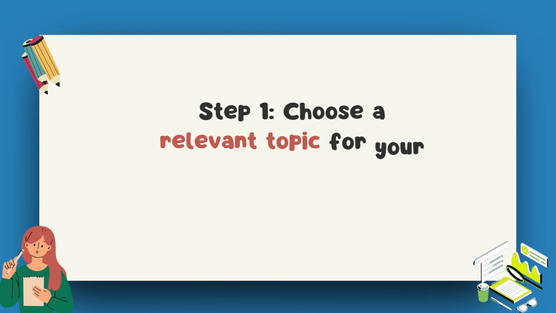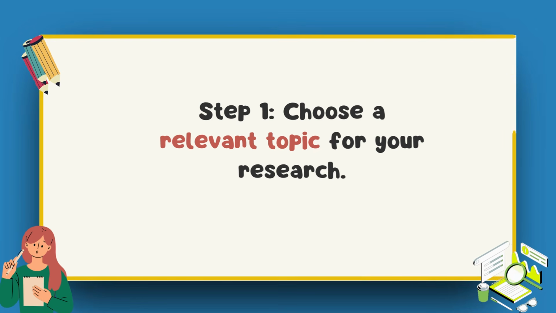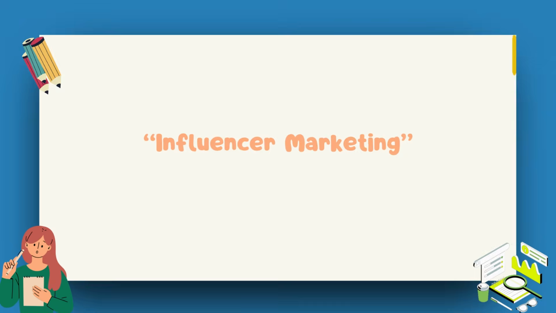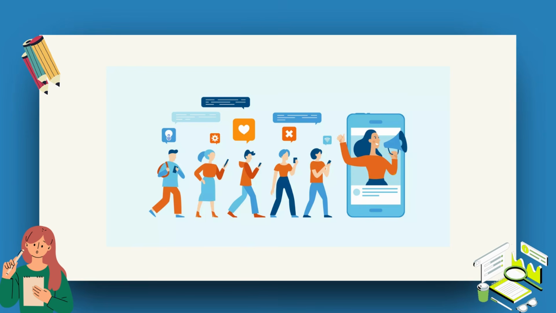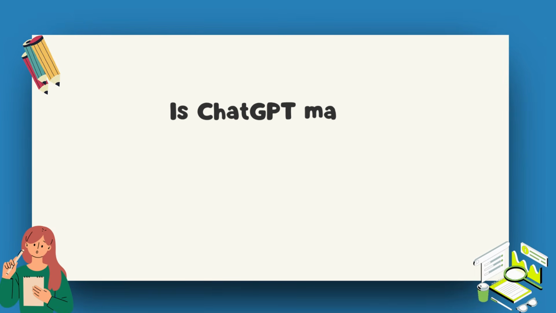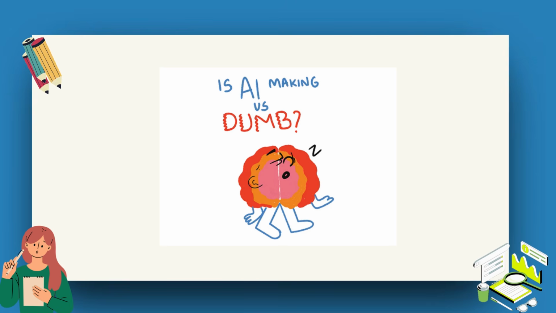Before we start writing up the paper, first we have to choose a relevant topic. Select a subject that's not only interesting to you but also fills a gap in the current research. For example, if you are interested in knowing about influencer marketing, like how do influencers affect the younger generation's purchase decisions, then you can choose a topic like influencer marketing and its effect on the younger generation. Or you may research how generative AI tools like ChatGPT are affecting our cognitive abilities. You want to know the answers to questions like, is it making us fast or is it making us dumb?